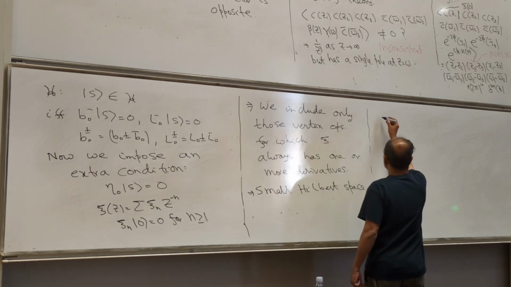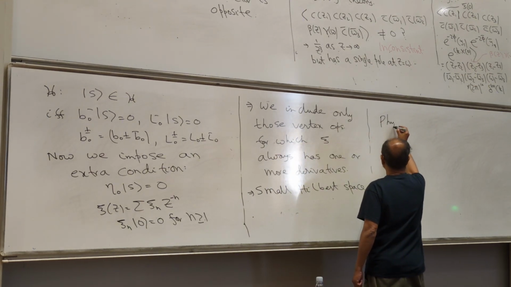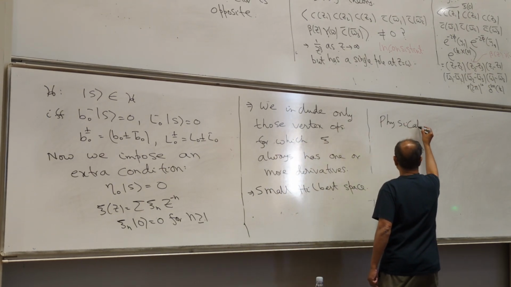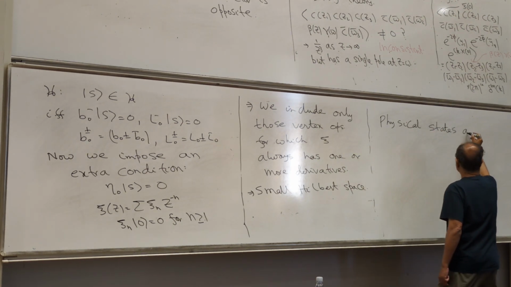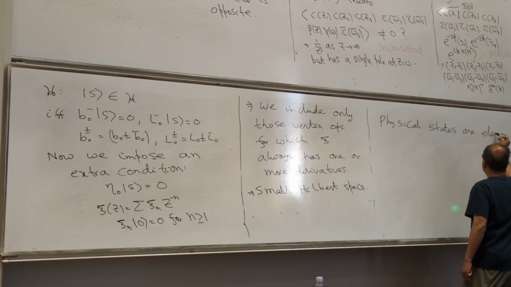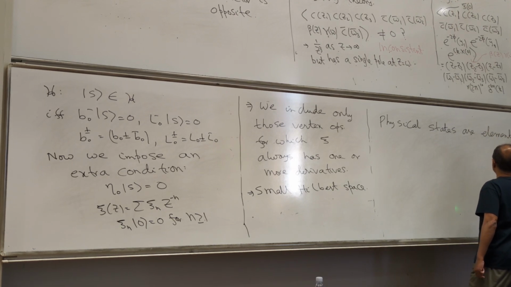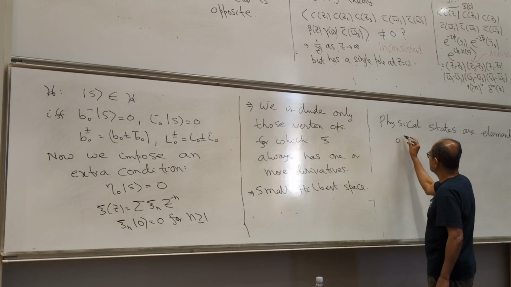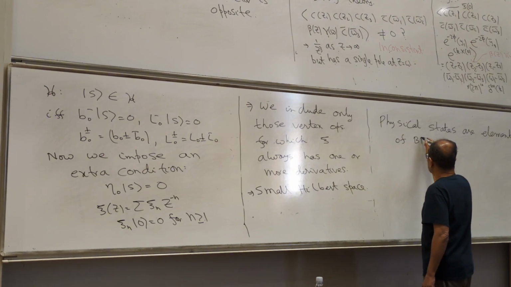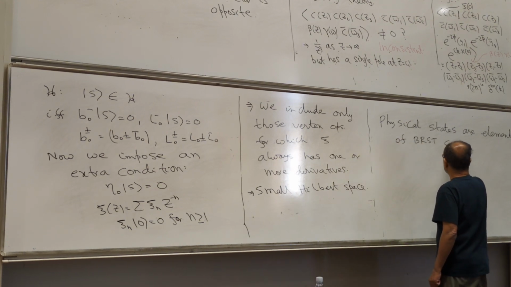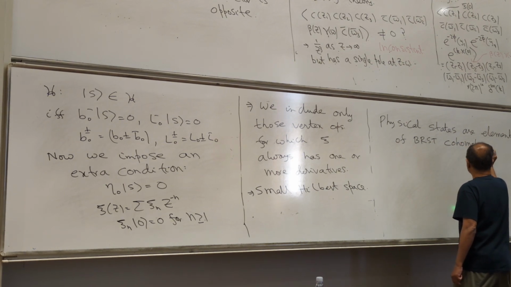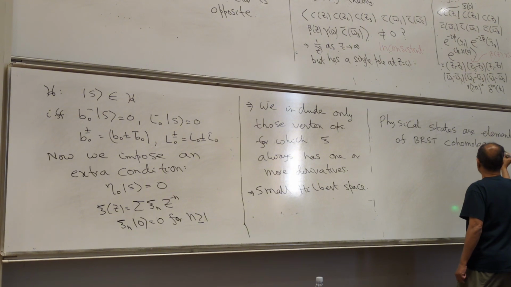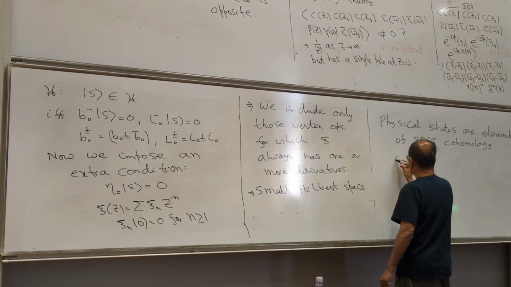So physical states are elements of BRST cohomology of Bose number 2.